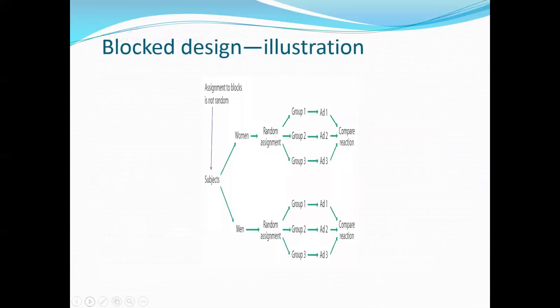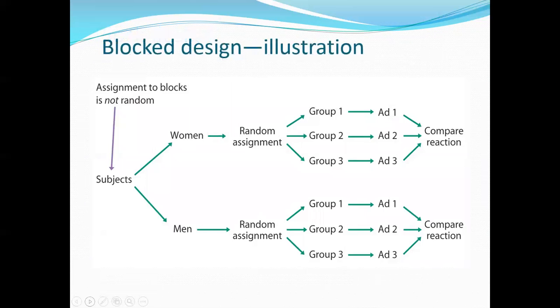A block design illustration. Assignment to blocks is not random. So here we have blocks that aren't random: men and women. And then in each of those, there's a random assignment into 3 groups: Add 1, Add 2, and Add 3. And you compare the results of each block.